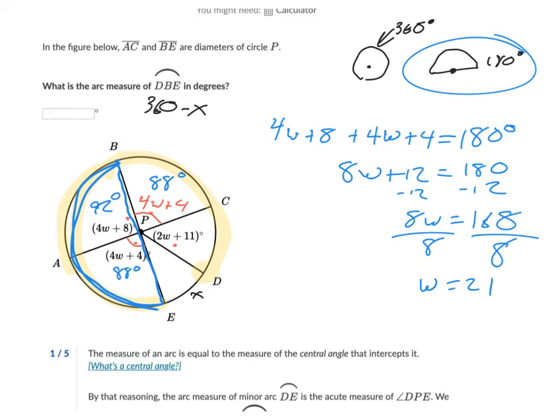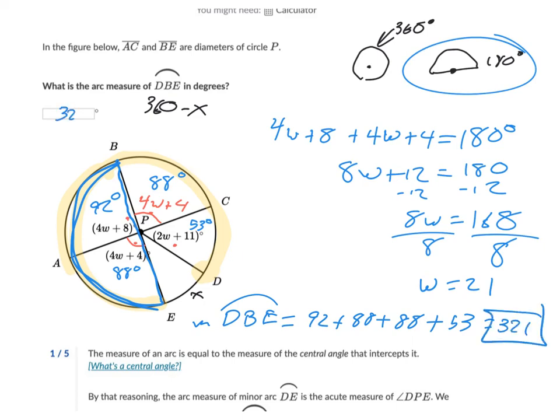So I got all these different angles here. And then lastly, I could do this little 2W plus 11. So 2 times 21 is 42. 42 plus 11 is 53. And so now I have all the different parts. I just need to add them up. 1, 2, 3, 4. So the measure of arc DBE is equal to 92 plus 88 plus 88 plus 53. So let's go ahead and do that. 92 and 88 make 180. We already know that because that's how we found it to begin with. 321.